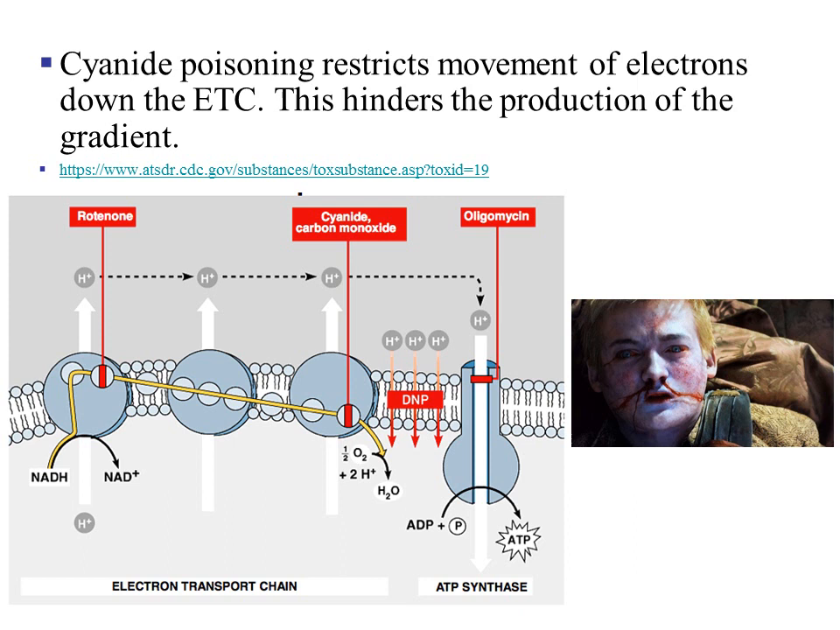Let's look at another way to stop electrons from moving down the electron transport chain. Cyanide is a poison that can be obtained from crushed apple seeds. Cyanide can restrict the movement of electrons down the electron transport chain. This will hinder the production of the hydrogen gradient. Remember, as electrons move down the electron transport chain, hydrogen will be pumped into the intermembrane space.